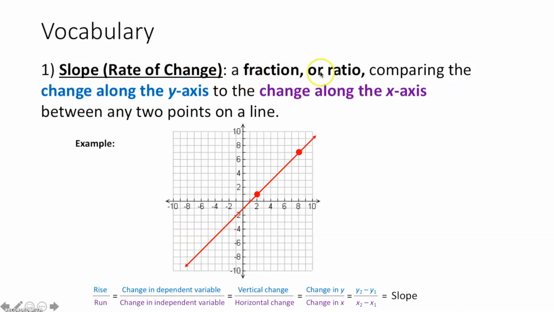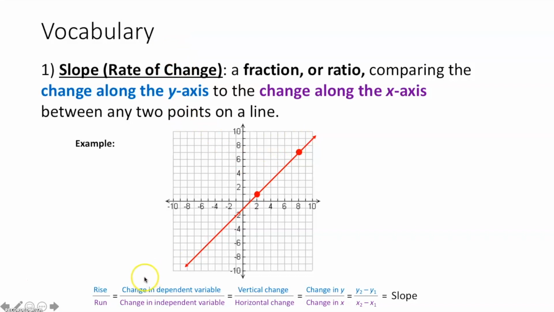First vocabulary term is slope or rate of change. That's a fraction or ratio comparing the change along the y-axis to the change along the x-axis between any 2 points on a line. So here you can see we have our red line, and we picked 2 points on that line. You could have picked any 2 points on this line, and the slope or rate of change will be the same between those 2 points.